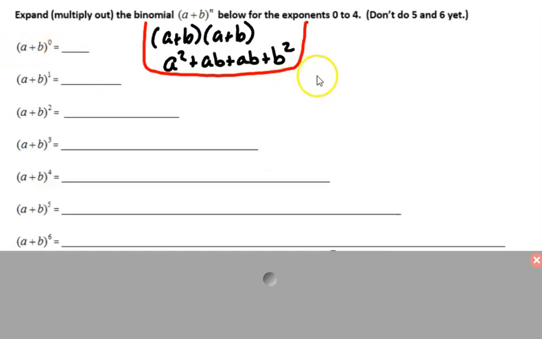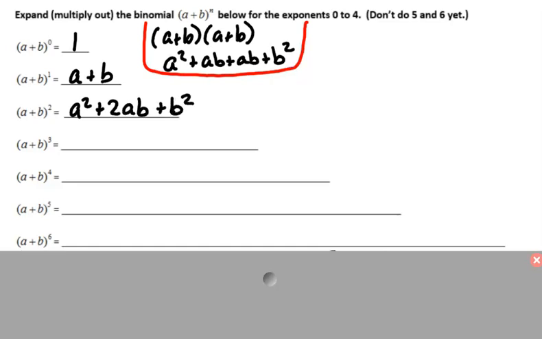So if we have a plus b to the 0, that's 1. Very easy. A plus b to the first. Oh, you guys are geniuses. That's a plus b. A plus b squared. Hopefully you have this one memorized, but in case you don't, I multiplied it out up here for you. You get a squared plus 2ab plus b squared.